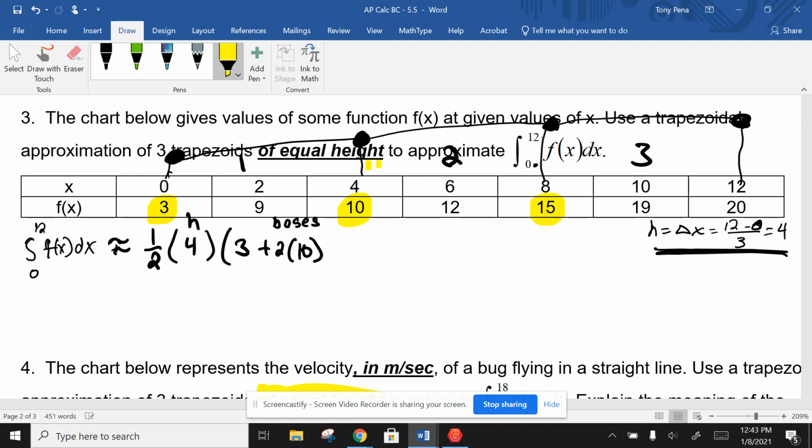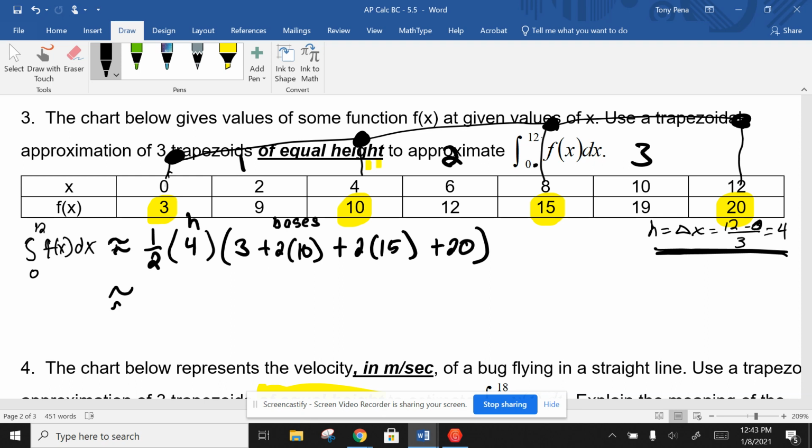15 would have been the next base that would have been shared. So we do 2 of those. And then our final base would be the 20. That would have only been used in trapezoid number 3, so we only put that one in one time. And then very quickly, everything you need is there.